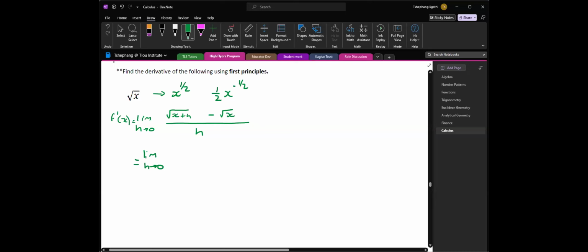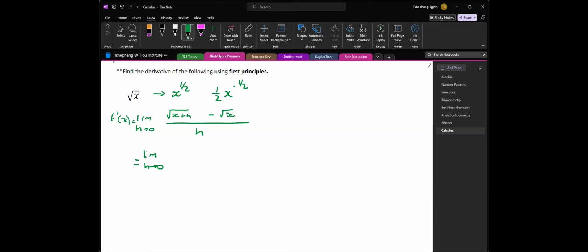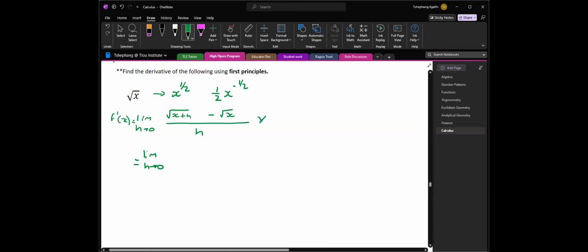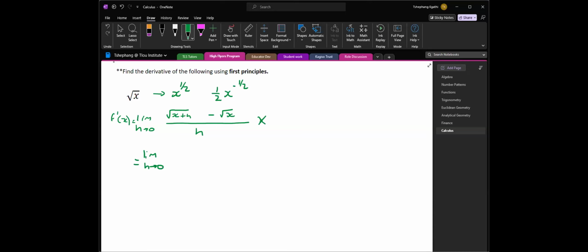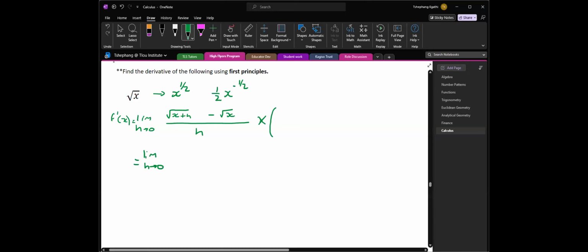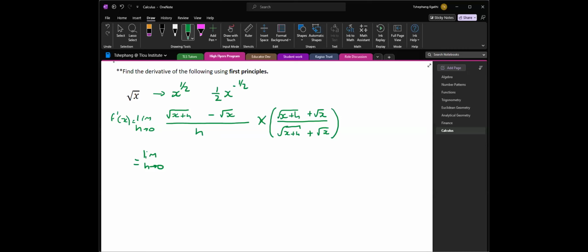Okay. What are we going to do here? What's the next step? What we need to do is multiply by 1. But the 1 is up to us. We need to be smart about the one that we're going to multiply with. The one that you're going to multiply with is the inverse: root of x plus h plus root of x. That's what we're going to multiply with. This is 1, so it doesn't really change anything.